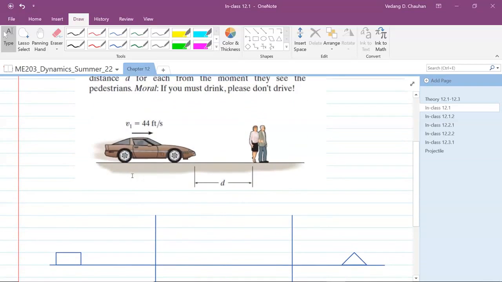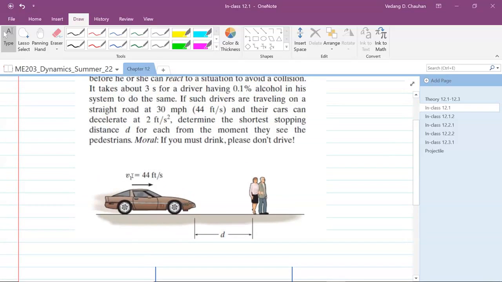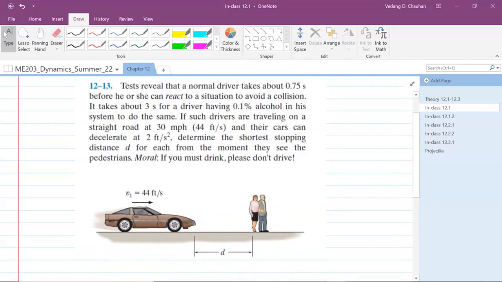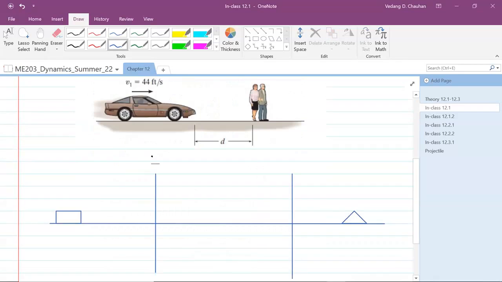Basically, consider there are two different drivers. One driver has no alcohol in his body, the second driver has alcohol in his body. They both are traveling in different cars at 44 feet per second. At the moment when the driver sees the pedestrian, it takes 0.75 seconds for the driver without alcohol to actually apply brakes. When the brakes are applied, the car decelerates, slows down, and eventually stops. So we need to calculate how long it takes for the car to stop from the moment they see the pedestrian. That's the key point here.